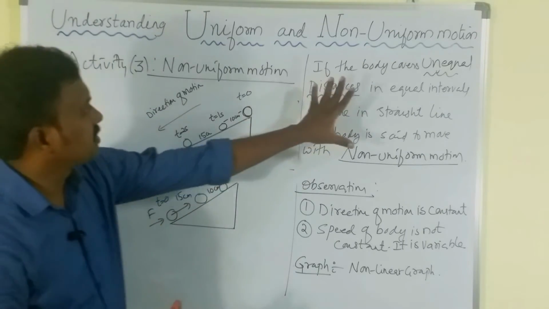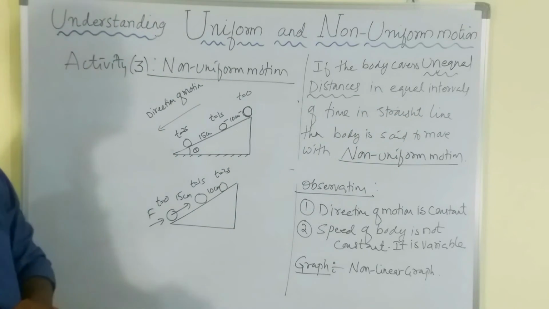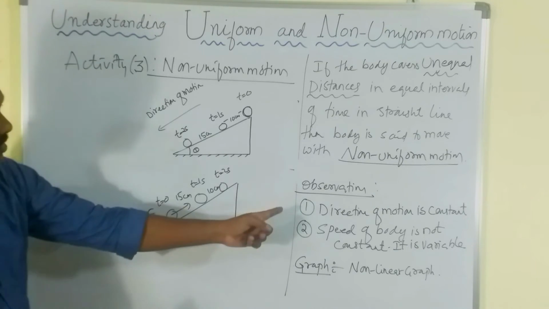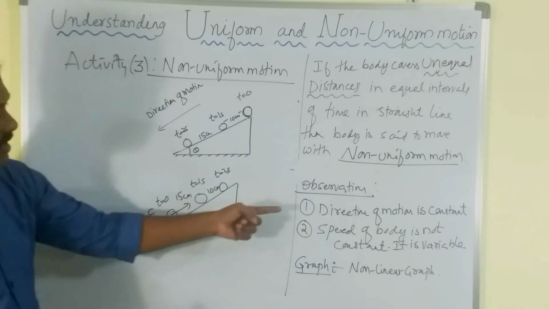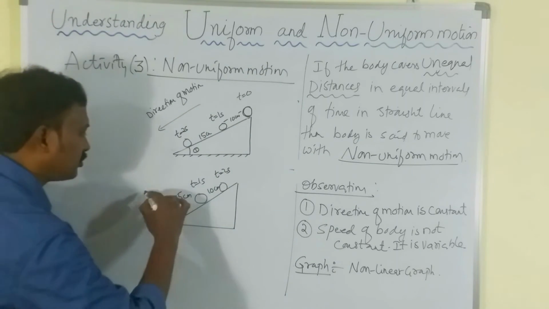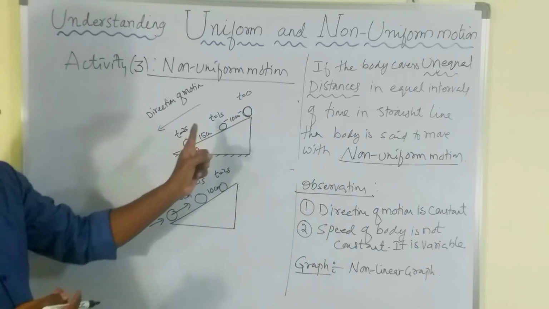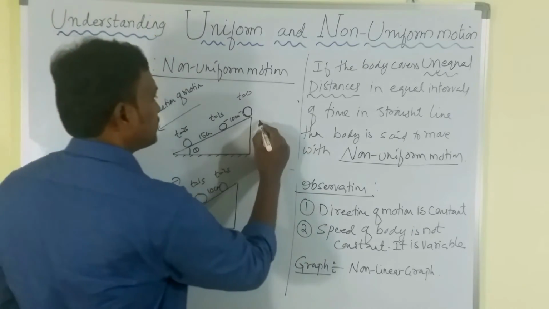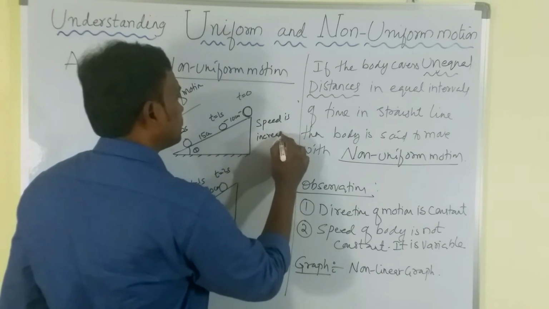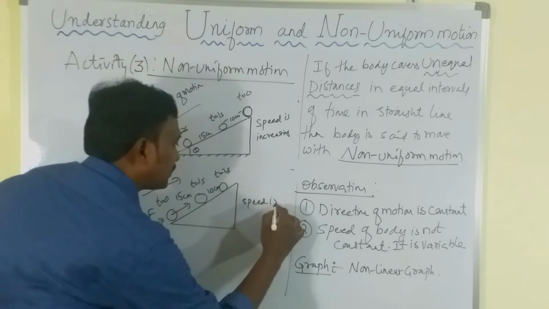The same applies if the body covers unequal distances in equal intervals of time in a straight line. The body is said to move with non-uniform motion. And what are the observations here as well as here? The direction of motion is constant. Here it is moving in one single direction, and here also. But what about the speed? Here the speed is increasing, and here the speed is decreasing.